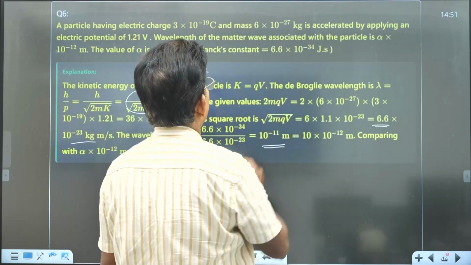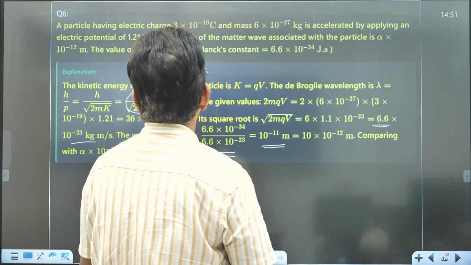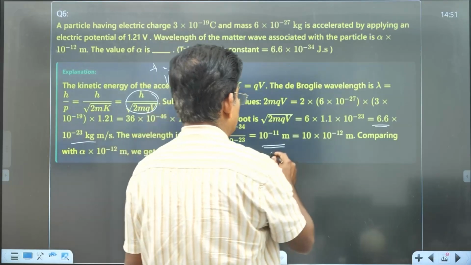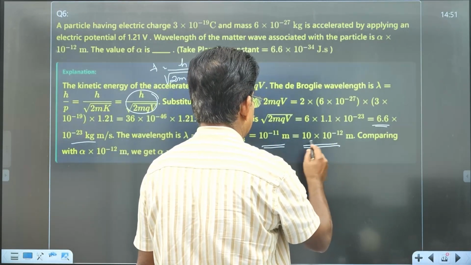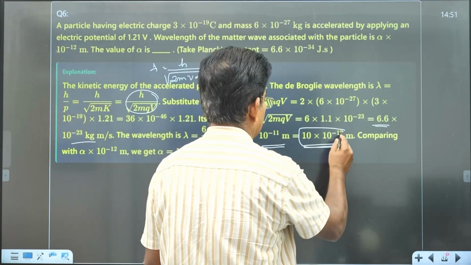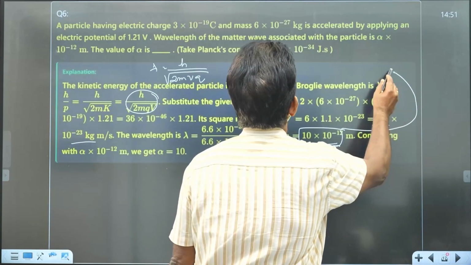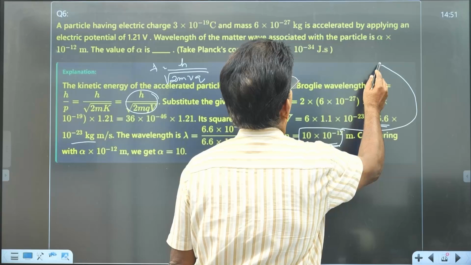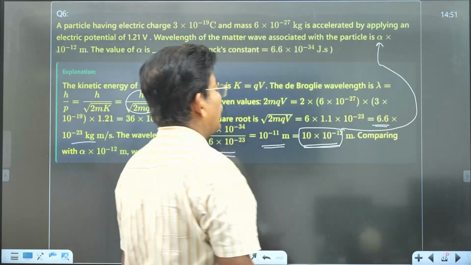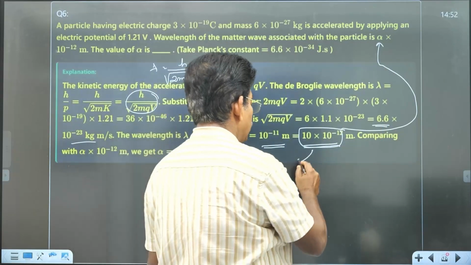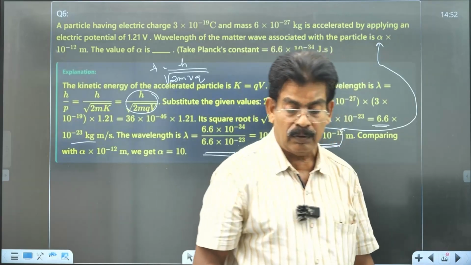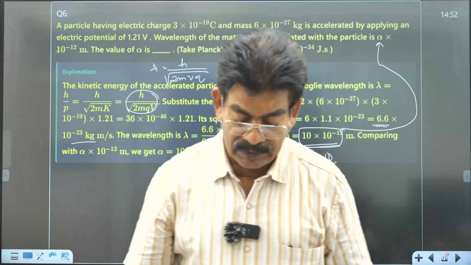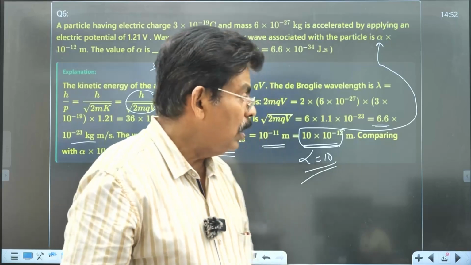But your option is given to be how much? Alpha into 10 to the power of minus 12. So this is 10 to the power of minus 11. We have written it as 10 into 10 to the power of minus 12 to bring it into this format. What is that format? Alpha into 10 to the power of. So in place of alpha, 10 is coming. Yes, answer is 10. Now, next question.